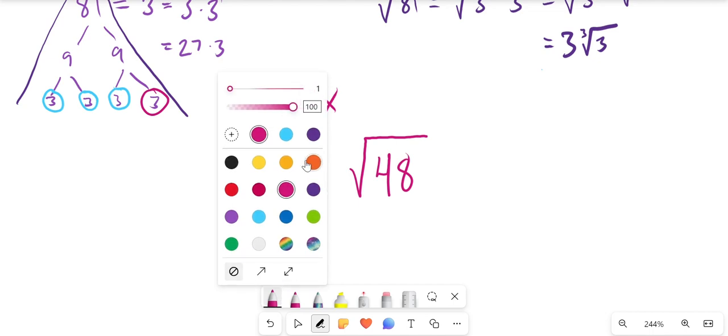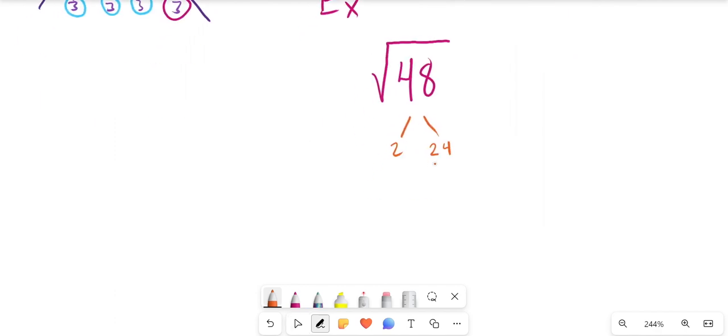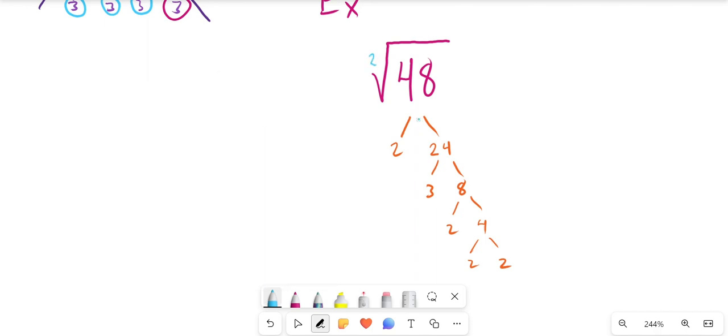So I might, on occasion, just work straight underneath my 48. I might say, well, how does this break down? Well, it breaks down to the 2 and 24, that's for sure. And then that one I know breaks down into 3 and 8. And the 8 breaks down into 2 and 4, and that breaks down into 2 and 2. And I asked myself, well, what's the radicand? What's the index of this radical? Right, it's a 2. And so I'm looking for pairs.